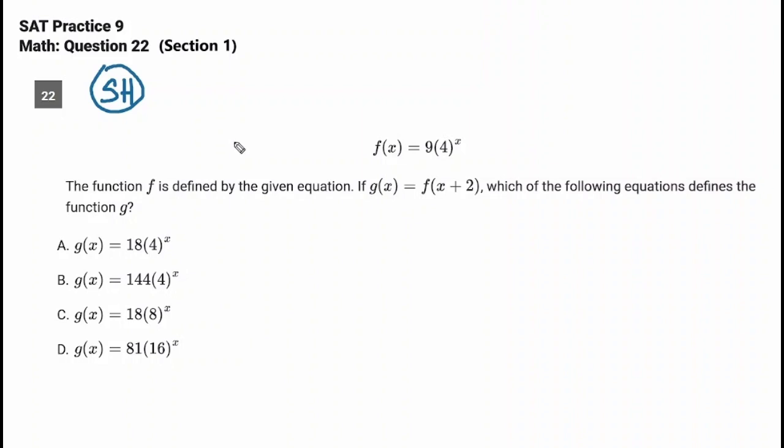So you follow the directions with the number that you make up for x. F of x equals 9 times 4 to the x. The function f is defined by the given equation. If g of x equals f of x plus 2, which of the following equations defines the function g? All right, we could write down g here, but what are we really looking for? We're looking for f of x plus 2. So write that down and circle it.